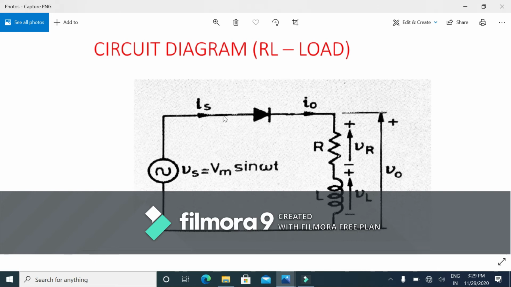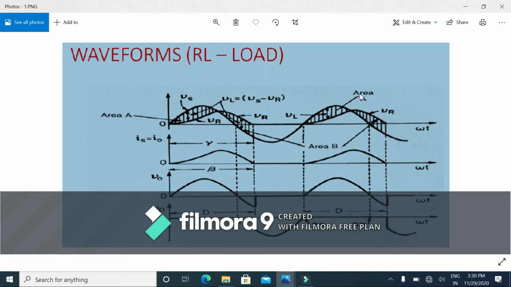Or we can say this anode is at lesser negative potential as compared to the cathode, which is at higher negative potential because of this inductor. So from this T2 to T3 interval, this diode is again forward biased, as the anode is at a lesser negative potential as compared to the cathode.